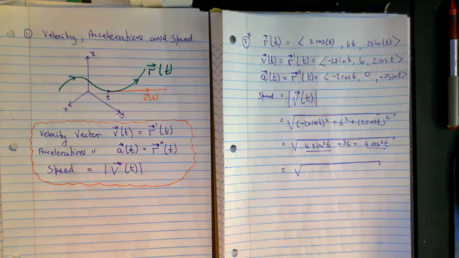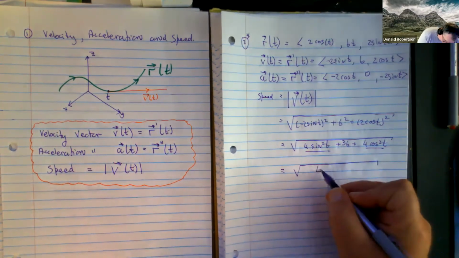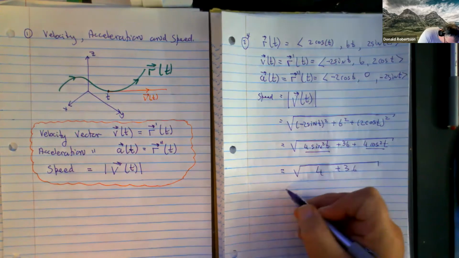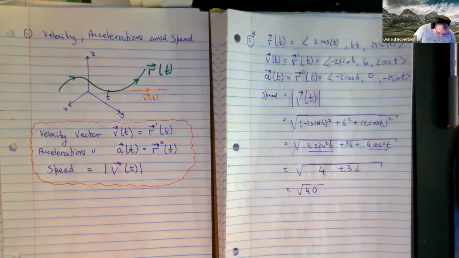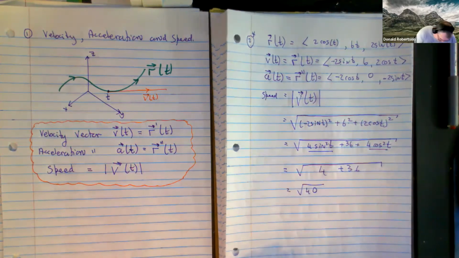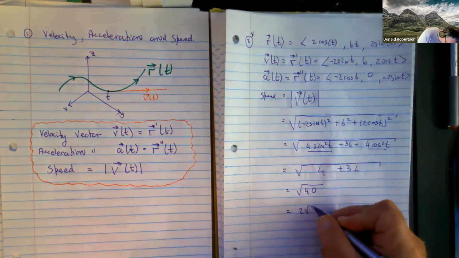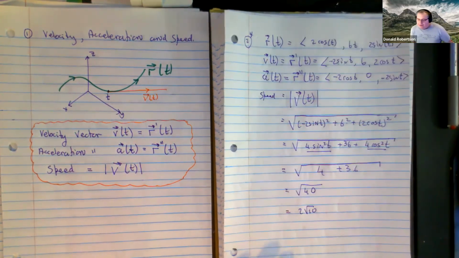You get 4, right? You get 4. Plus, of course, the 36 that you had, which is the square root of 40. And I think WebAssign is kind of generous, and it would accept that. But really, 2 square root of 10 is prettier. Think of 40 as 4 times 10, and that gets you square root of 4, which is 2 root 10. And that's the answer.